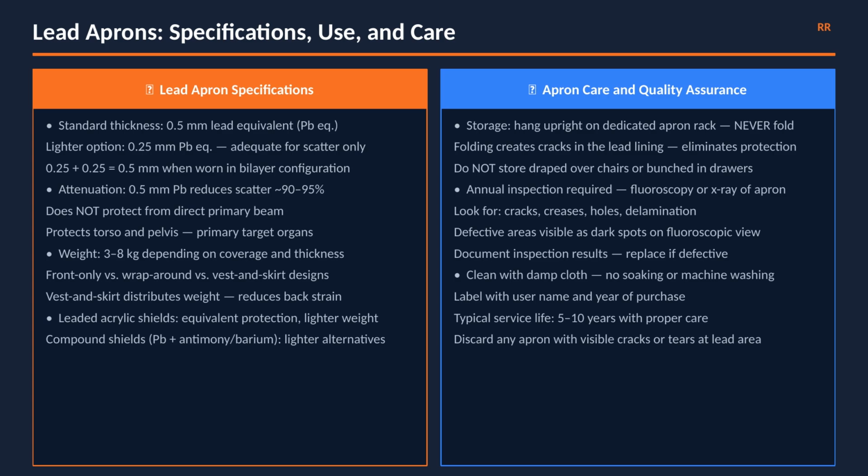The most important maintenance rule: never fold a lead apron. Folding cracks the lead lining and eliminates protection in that area. Always hang aprons upright on a dedicated rack. Annual inspection is required. Fluoroscopic or radiographic imaging of the apron identifies cracks as dark spots. Defective aprons must be immediately removed from service. Typical service life: 5 to 10 years with proper care.